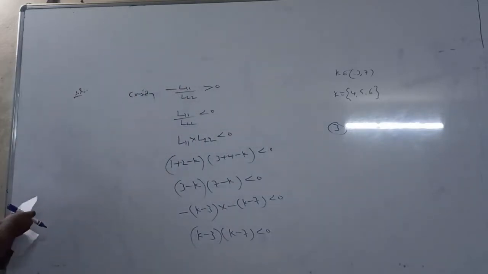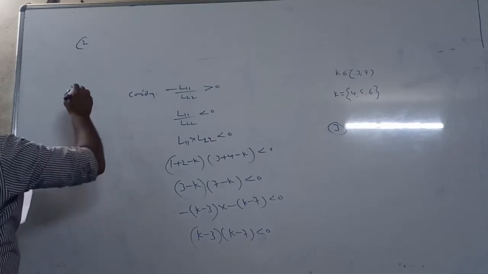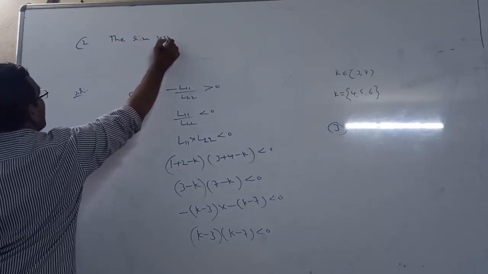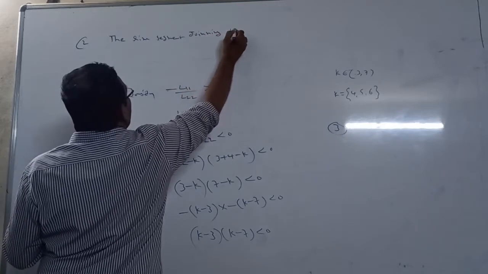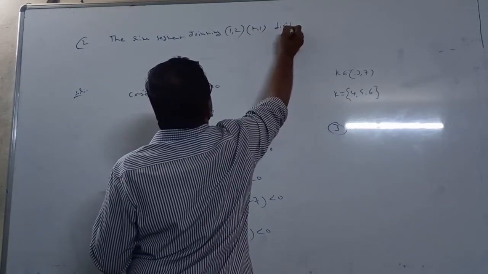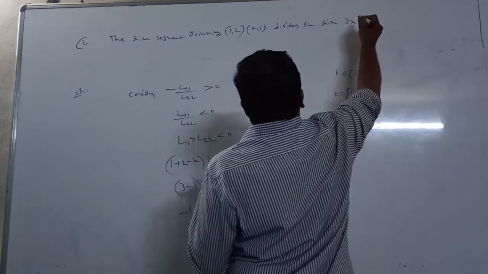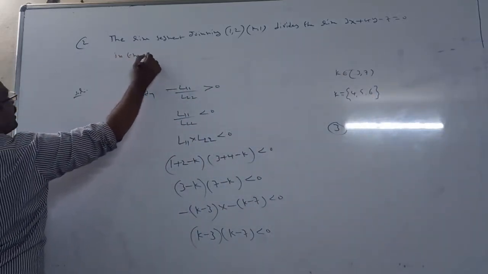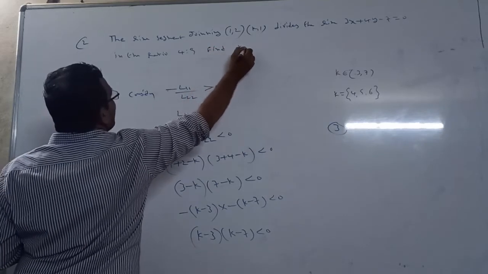Next, one more. The line segment joining (1, 2) and (k, 1) divides the line 3x plus 4y minus 7 equal to 0 in the ratio 4:9. Find the k value.